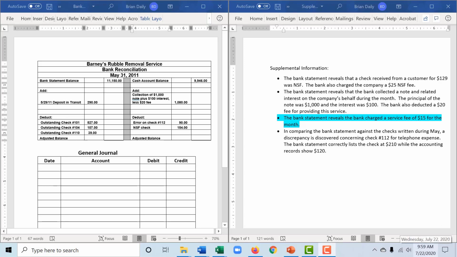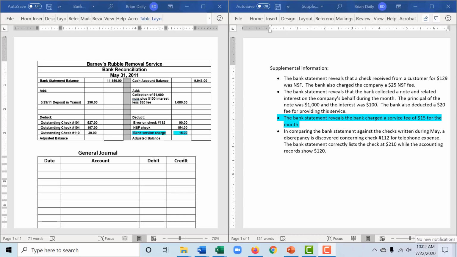Since this charge is listed on the bank statement but is not listed in the company's records, it is not yet reflected in the company's cash account balance and it needs to be deducted on the bank reconciliation report.